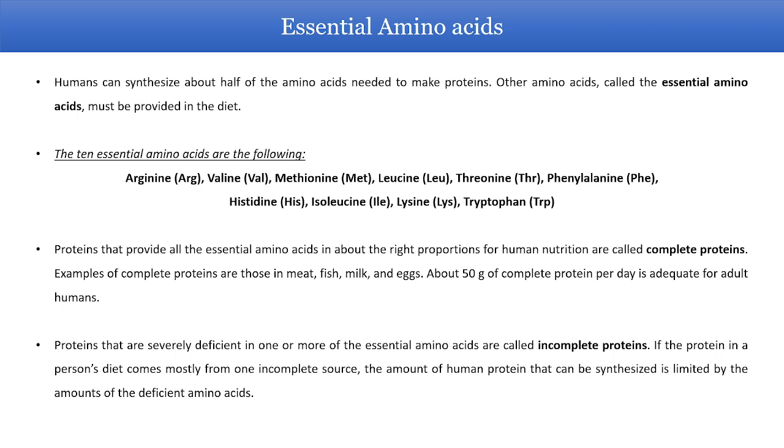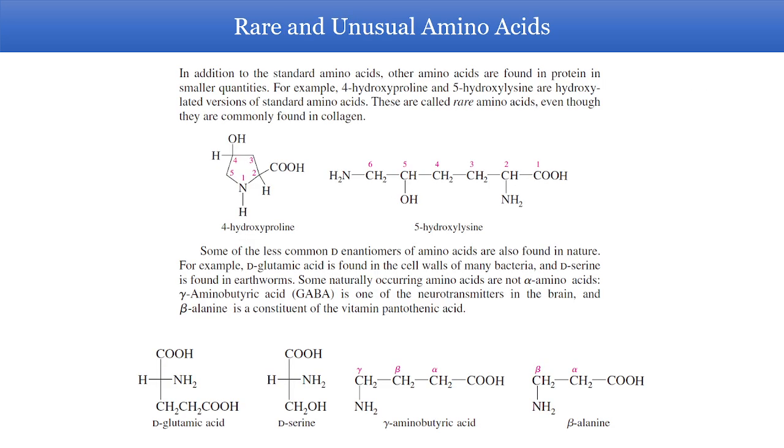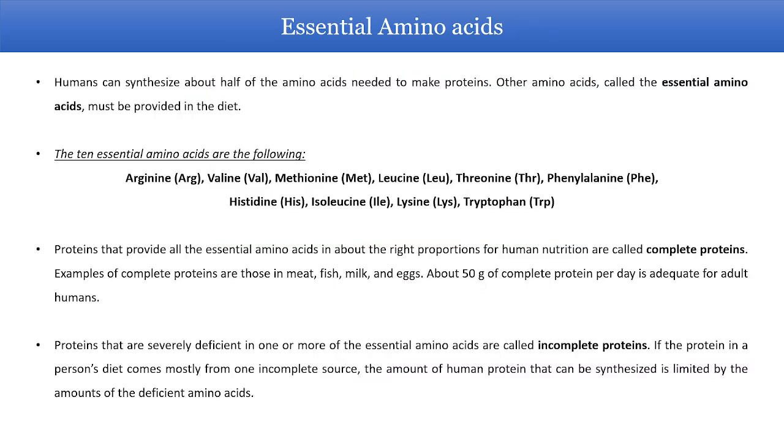Now, if the protein in a person's diet comes directly from one incomplete source, the amount of human protein that can be synthesized gets limited by the amounts of deficient amino acids, which can lead to different kinds of diseases and disorders.